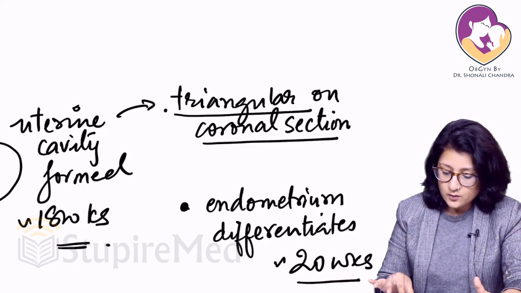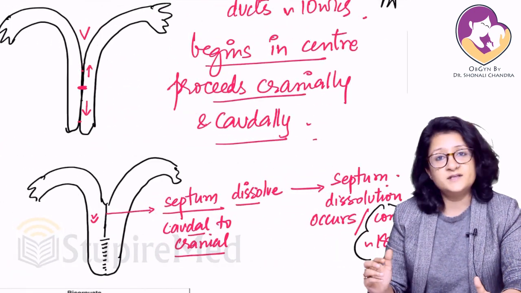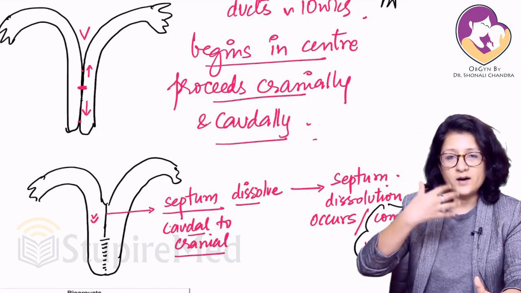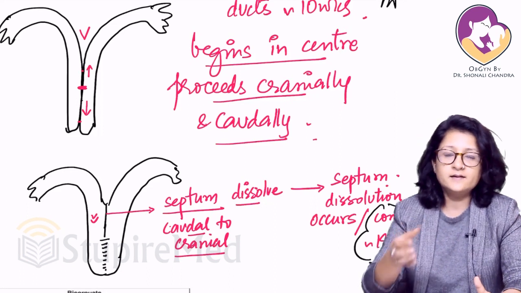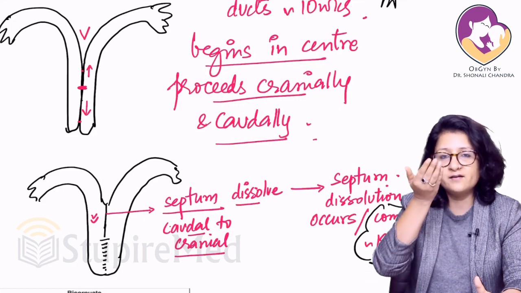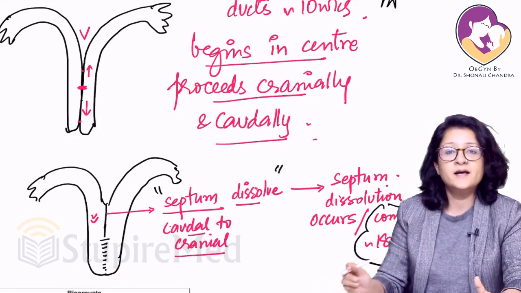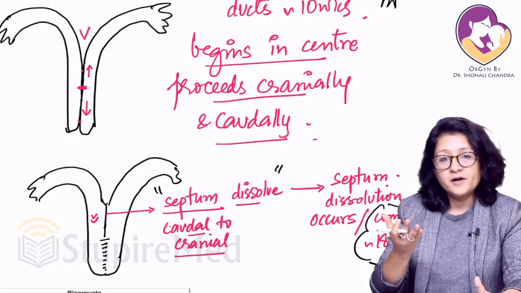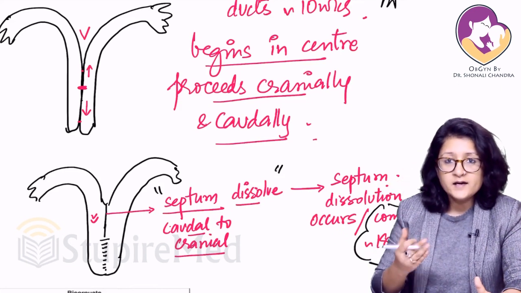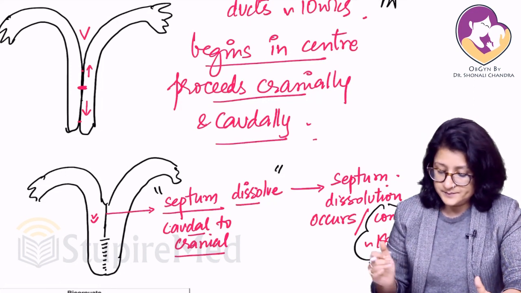Alright, so this is about the development of the Mullerian anomalies, how they proceed to develop. One thing is that the fusion is defective, and the fusion defects are more at the fundus, because the fusion of the two ducts occurs in the center first and then proceeds cranially and caudally. The other anomaly that can result is persistence of the septum, which is also more common in the upper part, because the septum dissolves from the caudal to the cranial end. Let us now see what kind of Mullerian anomalies as fusion defects can result.